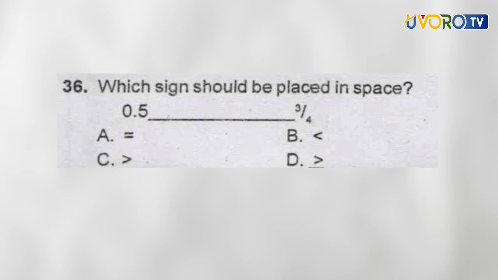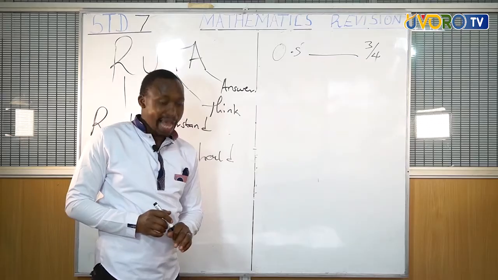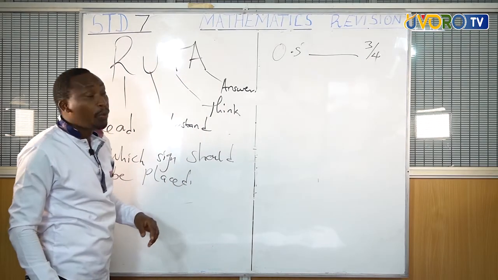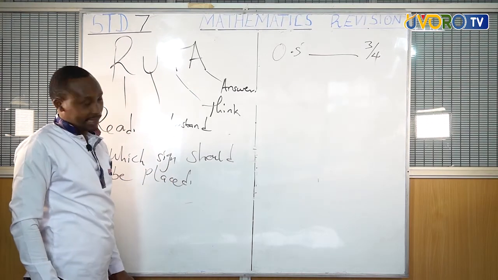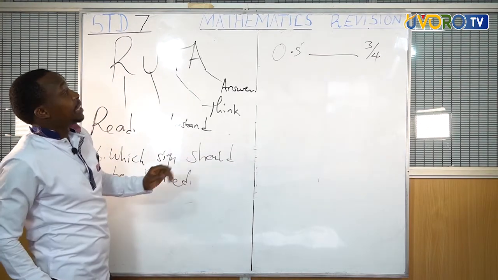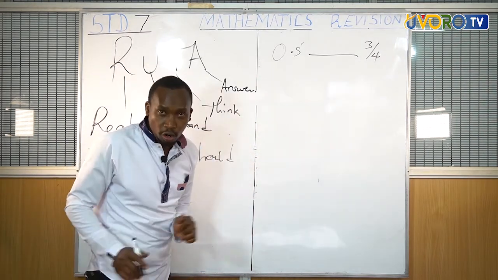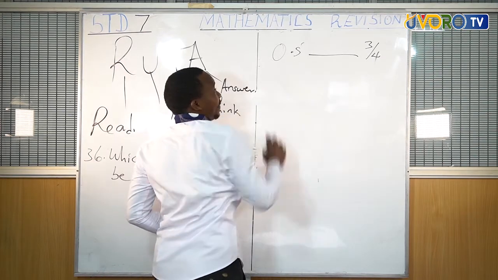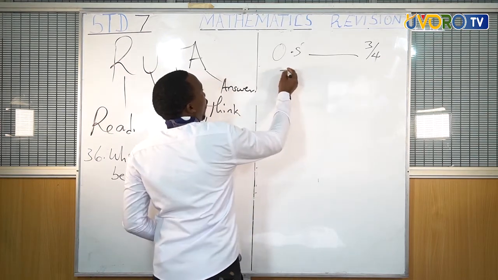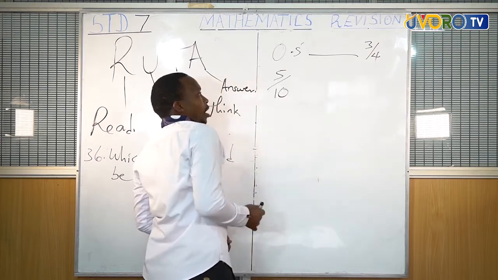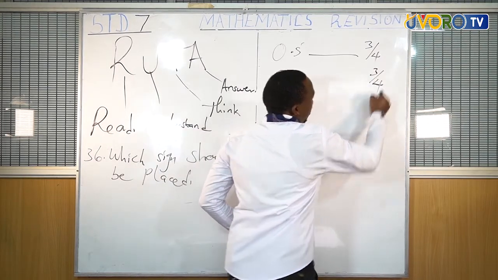The sum continues: 0.5 dash 3/4. What are we supposed to put there? As you can see in our case, how can we know the sign to put there? U for understanding. We are supposed to put the one with a decimal as a fraction. Who can give us the fraction to this? 5/10. Now, the other one is 3/4.